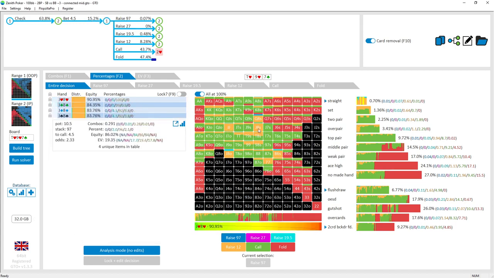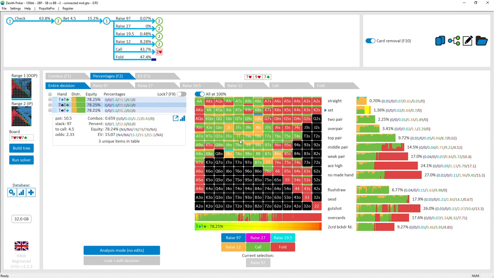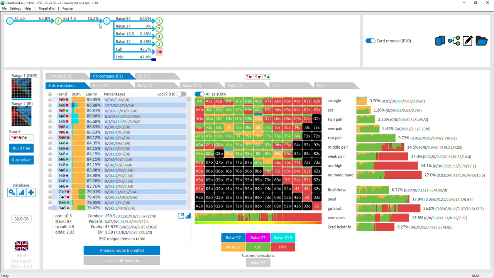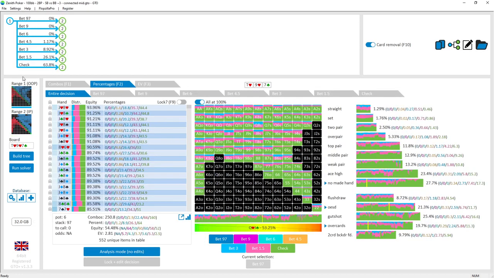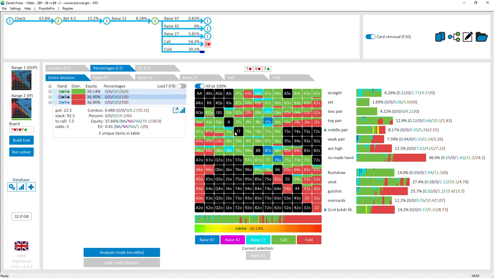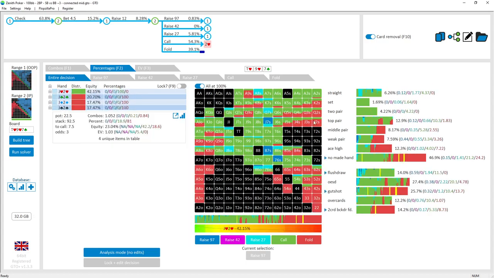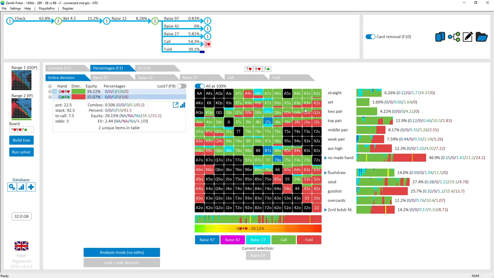But it blocking the nut straight, Jack 8, and drawing to a new straight if the 8 comes, and being ahead of all these top pairs means that it really wants to go for some kind of aggressive action on this street to get value from weaker pairs and deny equity from these overcards, which there are a lot of.